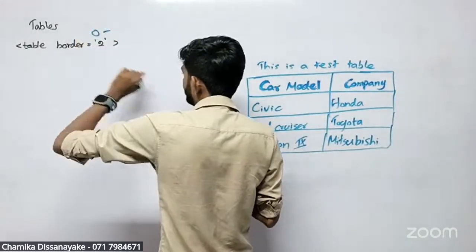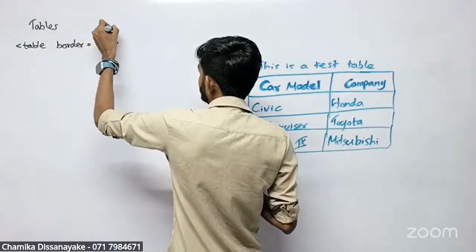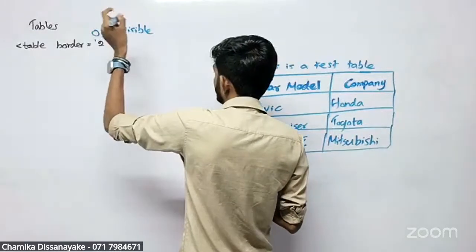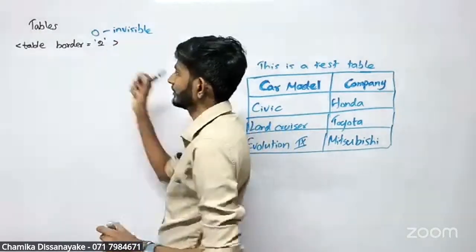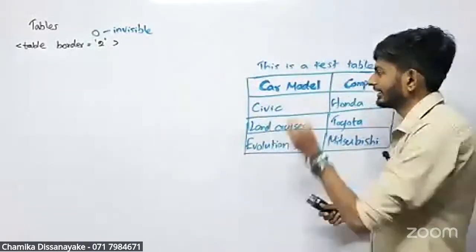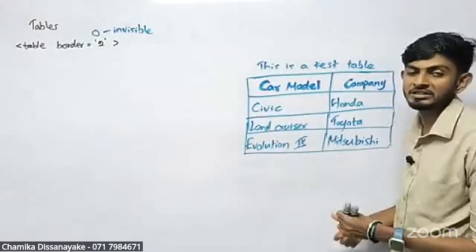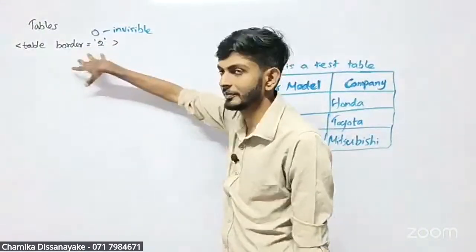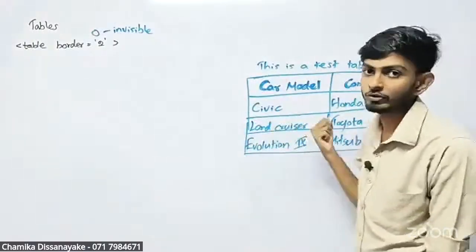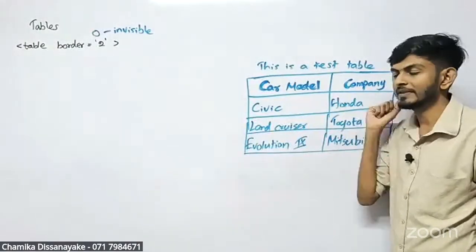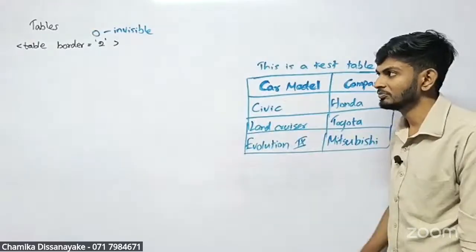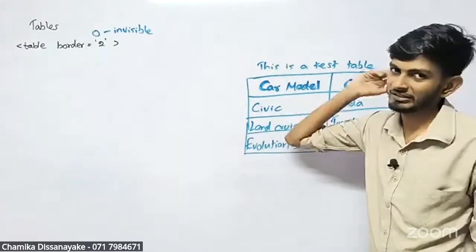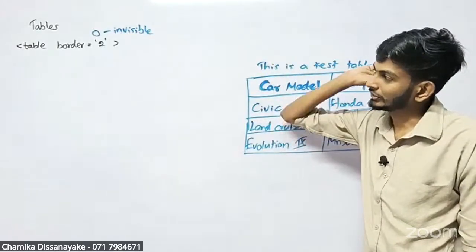We can put the border value as 0, and it will be invisible. If I put 0 as the border value, the lines will not be visible. And if I don't include the border attribute, the lines will also not be visible. Keep that in mind. We have to include the border attribute. Here I can put any number, from 1 upward. I have put number 2.